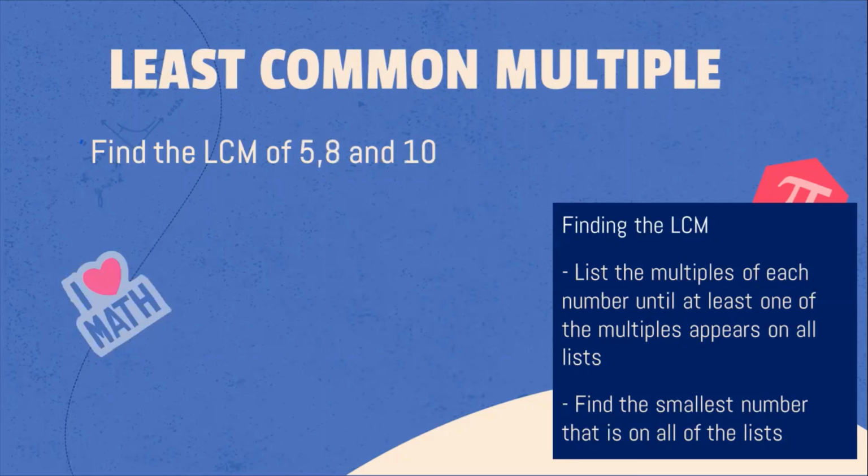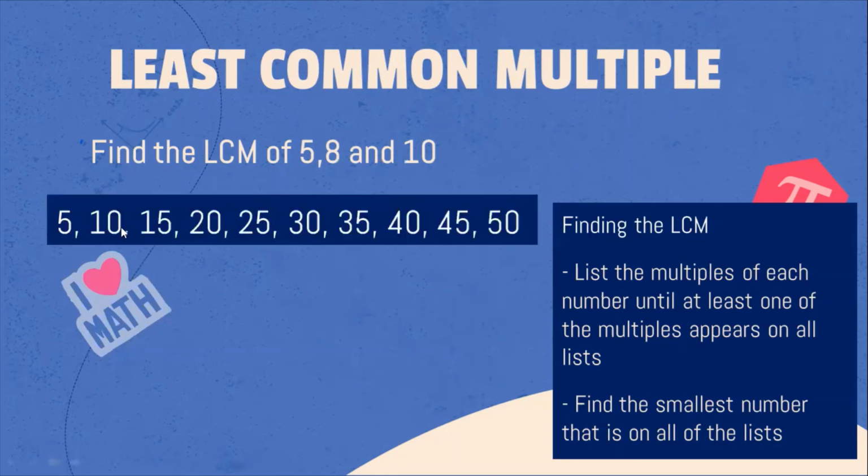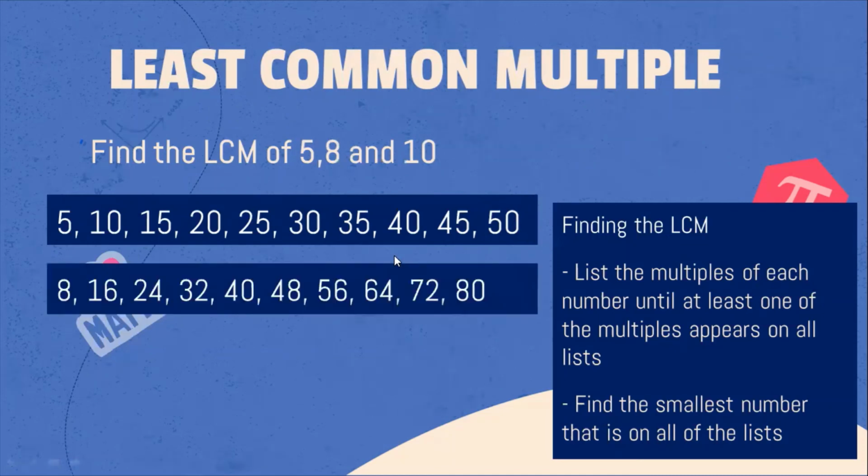Okay, let's answer all together. What are the multiples of 5? We have 5, 10, 15, 20, 25, 30, 35, 40, 45, 50, and so on and so forth. We have the multiples of 8, which are 8, 16, 24, 32, 40, 48, 56, 64, 72, 80, 88, 96, and so on and so forth.